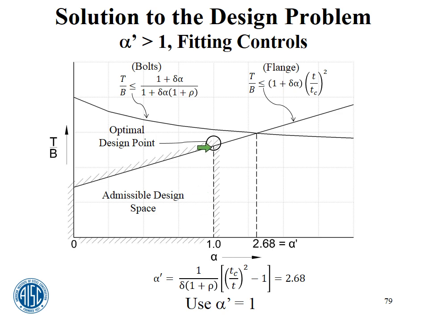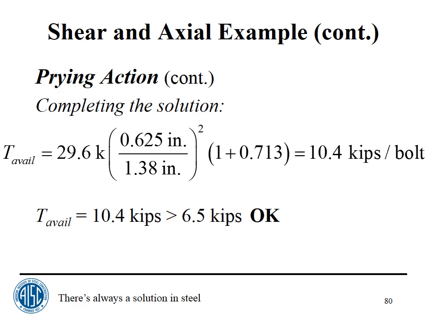So this is my control point. This is my design point. I use alpha prime equals 1. Substituting into the formulas in that case, there's an alpha prime in here that you don't see. It's equal to 1. This is the formula for the T available, the design strength. T, the thickness of the angle, 5/8, 0.625, divided by T sub C, quantity squared, times B, 29.6, multiplied by 1 plus delta, alpha prime equals 1, gives me 10.4 kips per bolt.